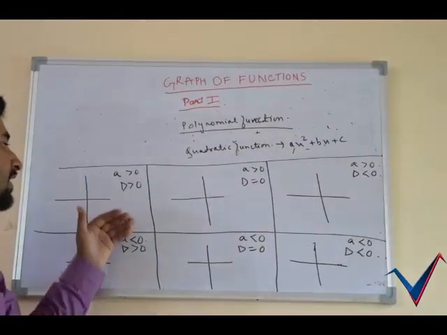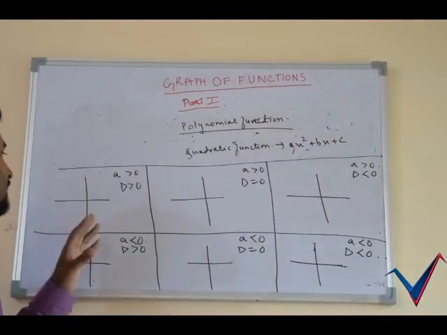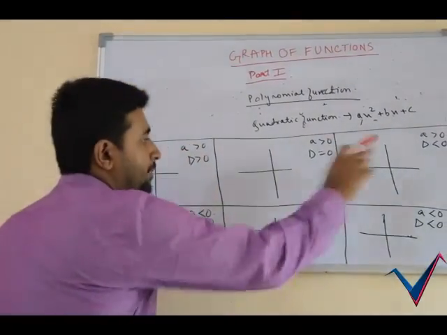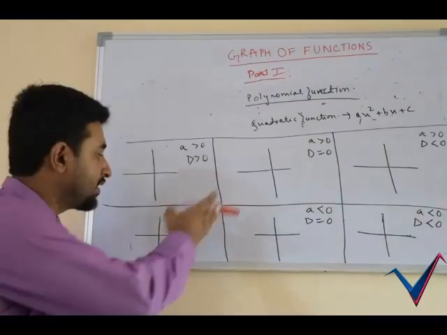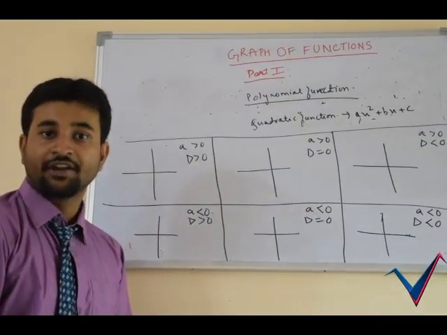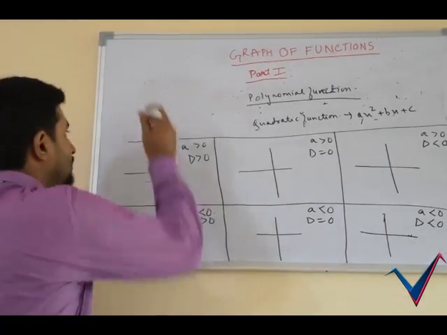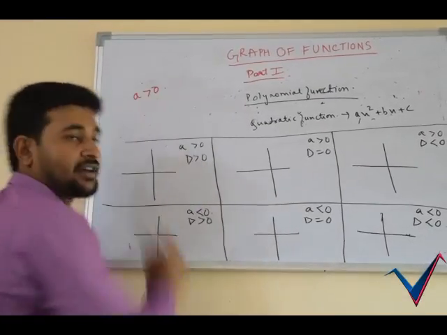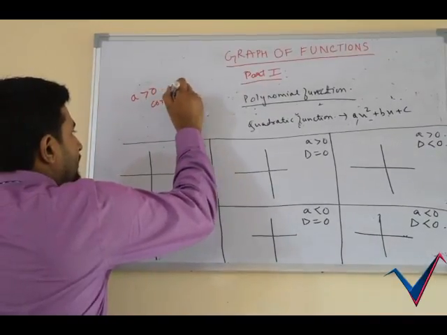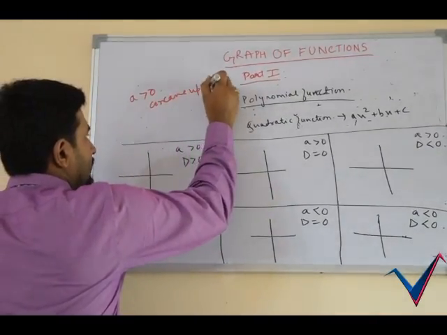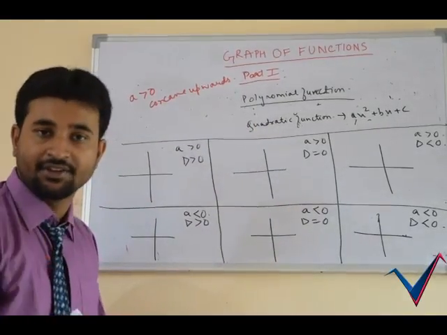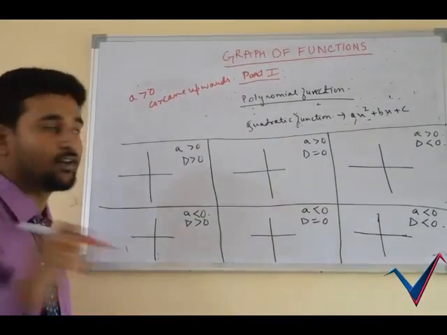So now we'll see how to draw the graph. Just see for the sign here I have written. In the upper part A is greater than 0 and in the lower part A is less than 0. Whenever A is greater than 0, the graph will be concave upwards. And whenever A is less than 0, the graph will be concave downwards.